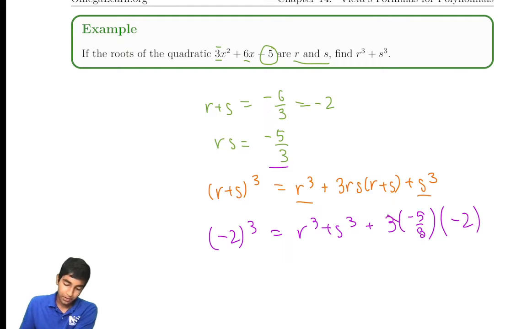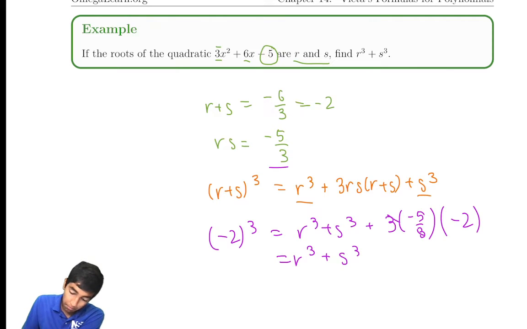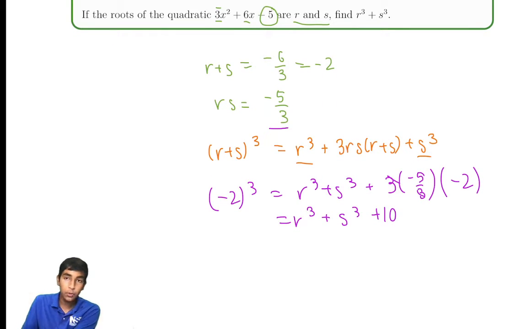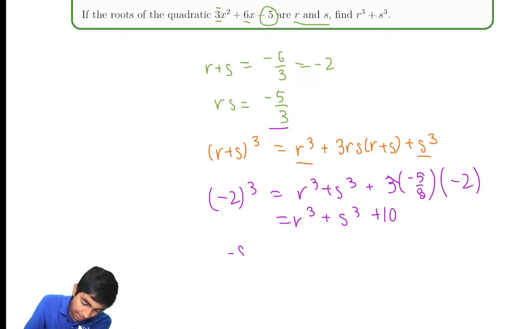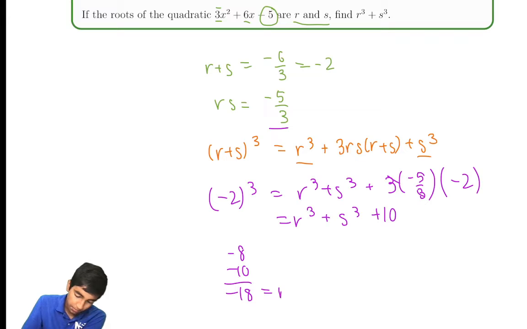The 3's cancel, and this is just r cubed plus s cubed plus 10. But we need to find r cubed plus s cubed, so we just subtract 10 from both sides to get negative 8 minus 10 equals negative 18, which equals r cubed plus s cubed. And negative 18 is our answer.